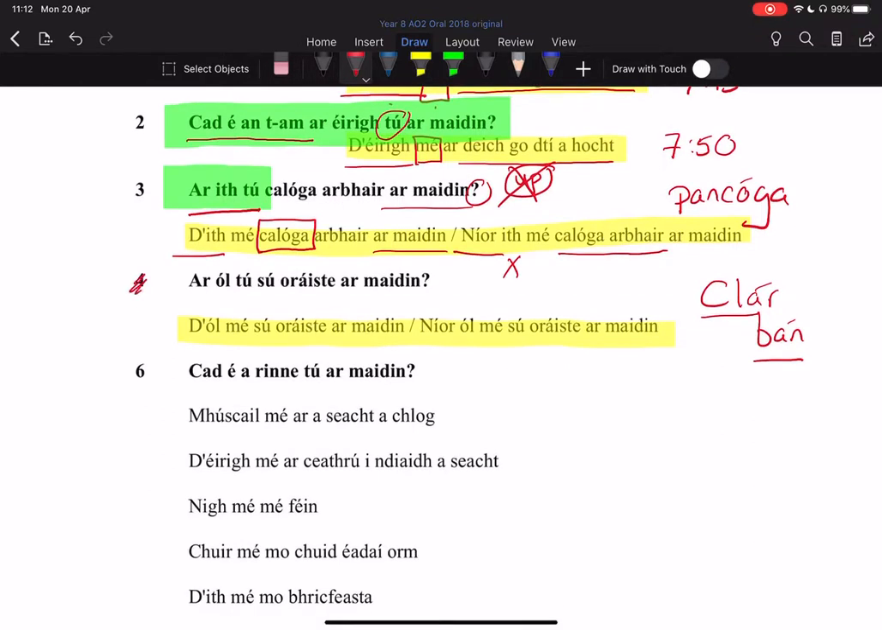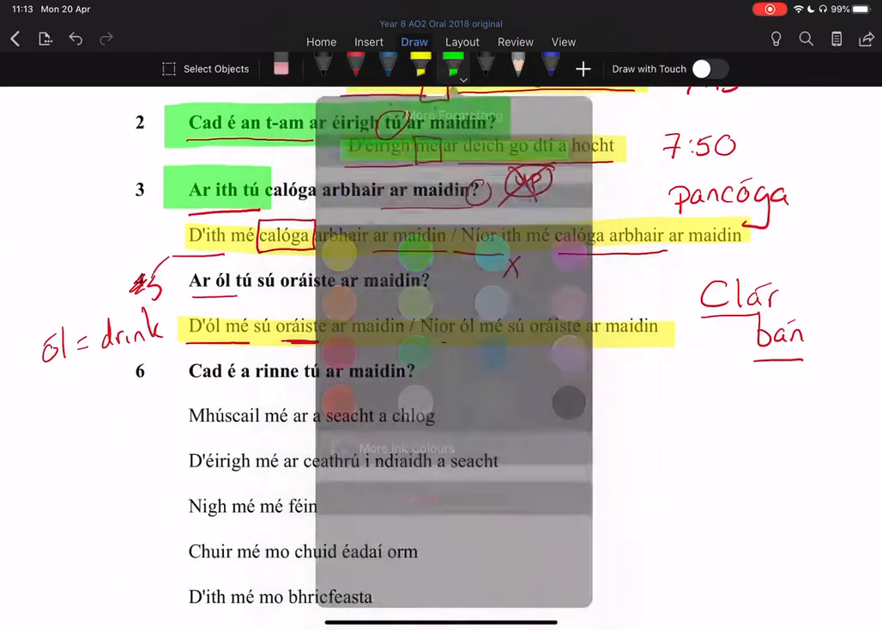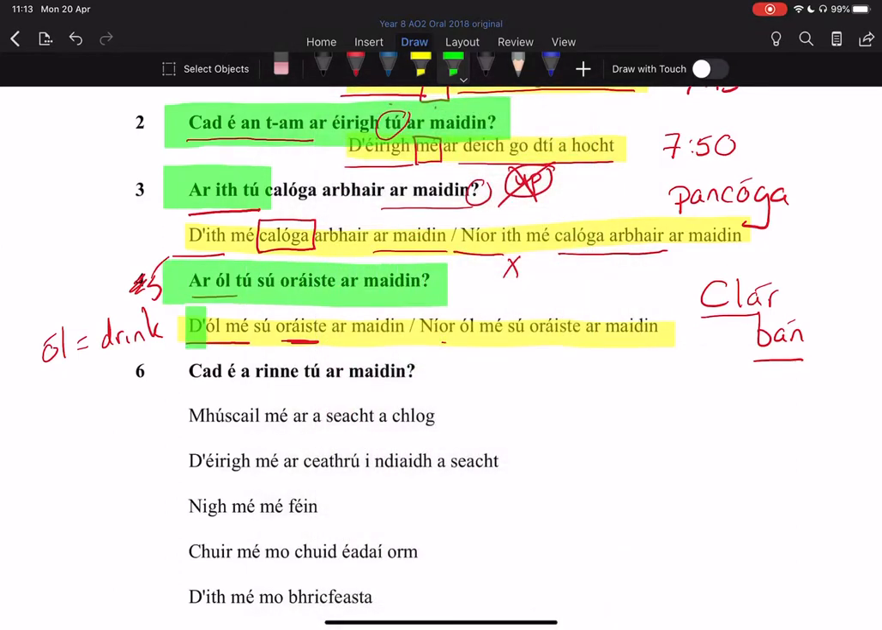If we move on to the 5th question, similar structure, only this time we have a different verb. The verb on this occasion is ól, to drink. D'ól mé is I drank, not I drinked. D'ól mé sú oráiste ar maidin. Oráiste is a colour, as you know, so this is orange juice. Níor ól mé sú oráiste ar maidin. I didn't drink orange juice this morning. And we should know now at this stage that the question is, did you drink orange juice this morning?